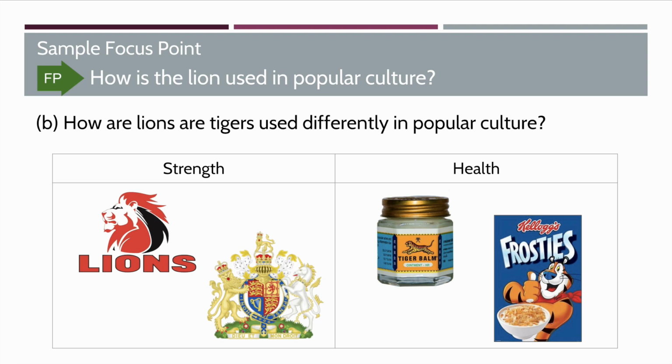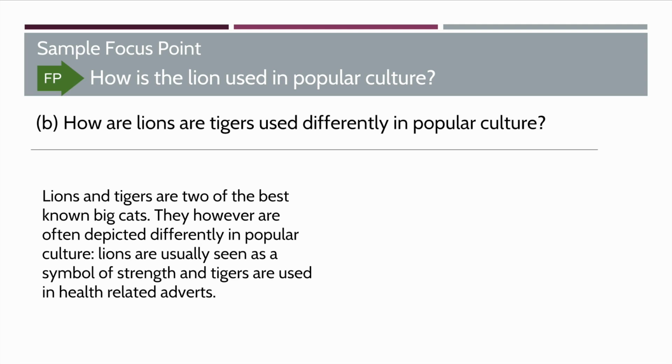So, with this idea, how do we get started with our introduction? Let's take a look. Lions and tigers are 2 of the best known big cats. Now, we start with that because that is our background information. Just because we're working on B doesn't mean we can throw our story out the window. All essays should begin with some background information.